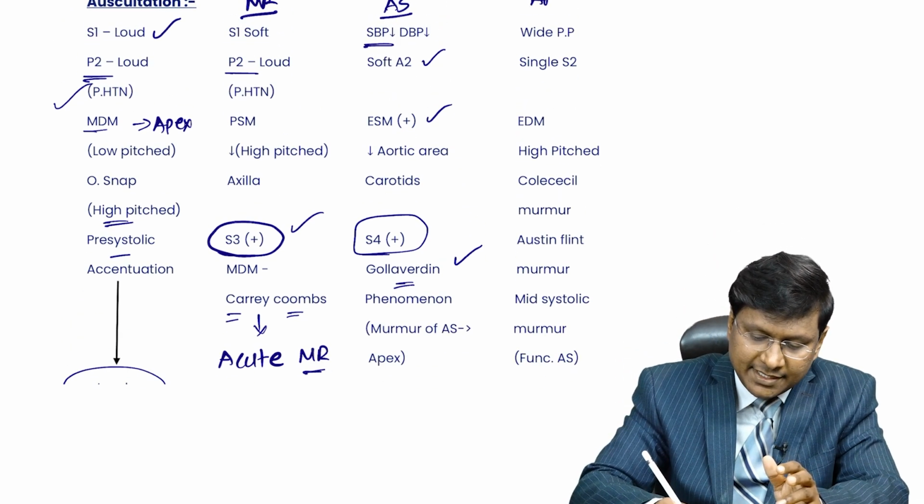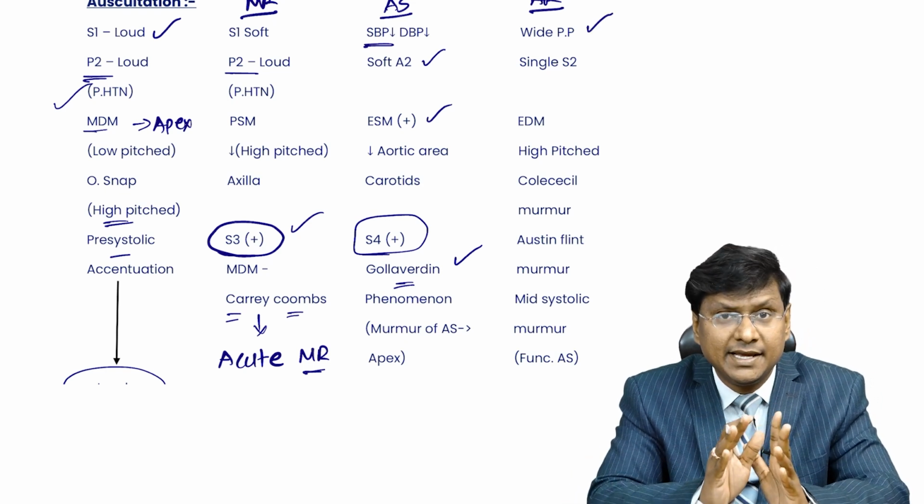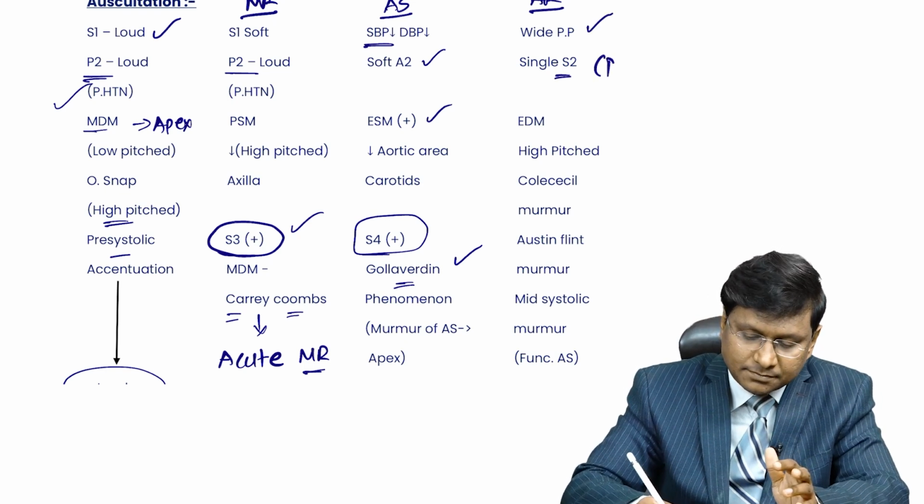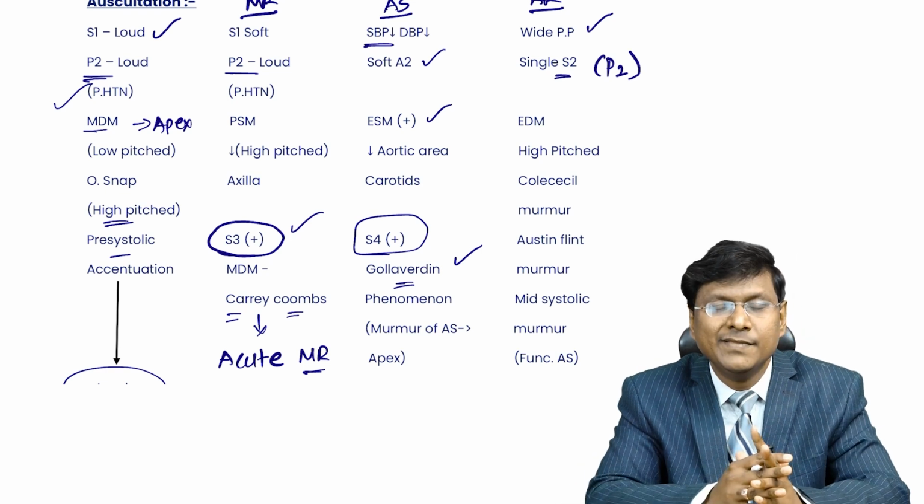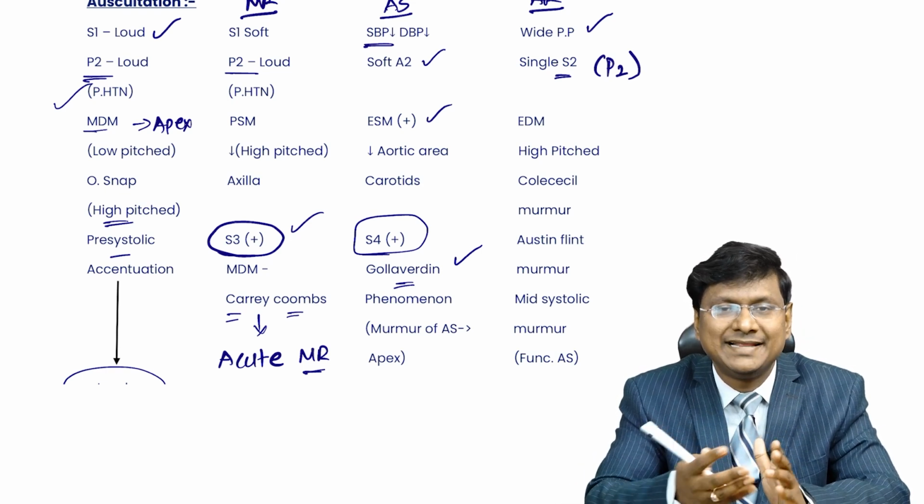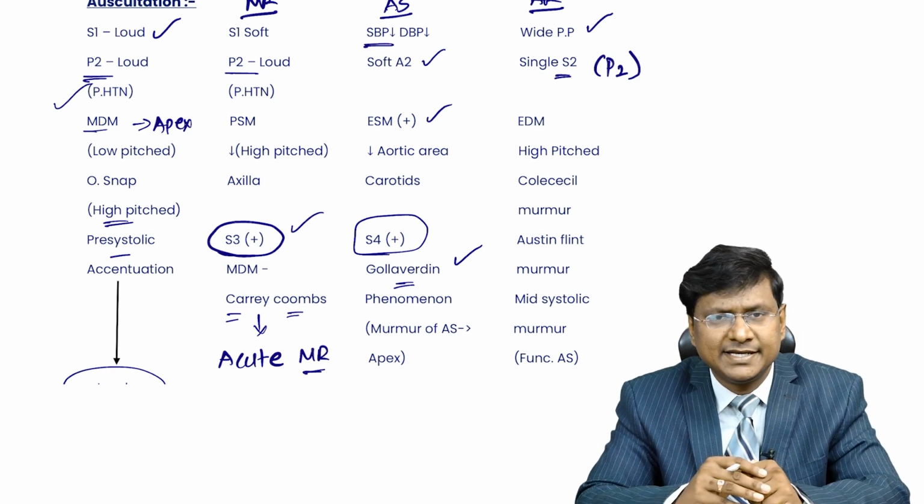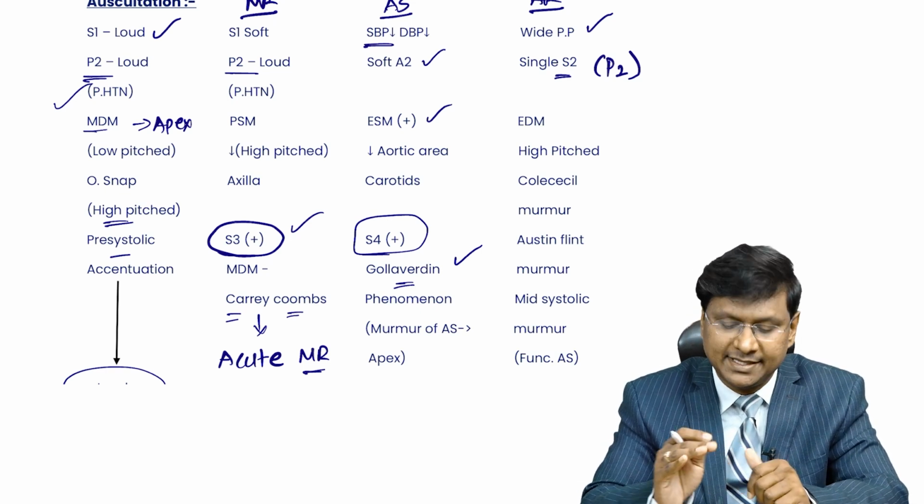Followed by that, in AR, you will have wide pulse pressure. That is what we have discussed. And in AR, for the heart sounds, you will have a single S2, and that is P2, because in aortic regurgitation the aortic valve is not closing, and that is the reason why there is regurgitation. You will have a single second heart sound, and that is P2.